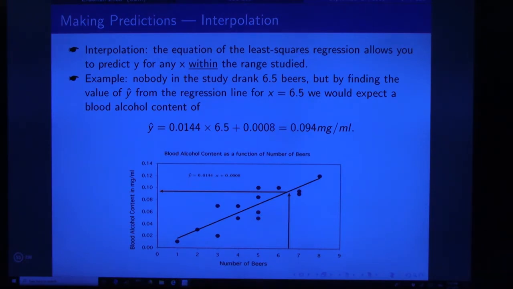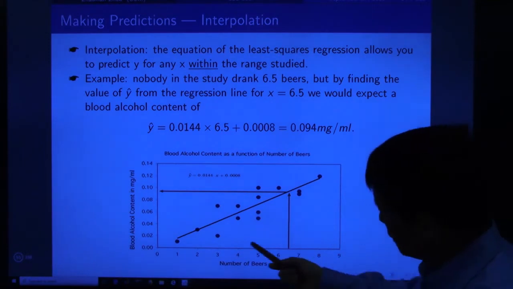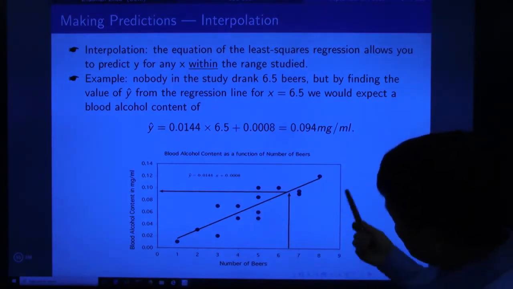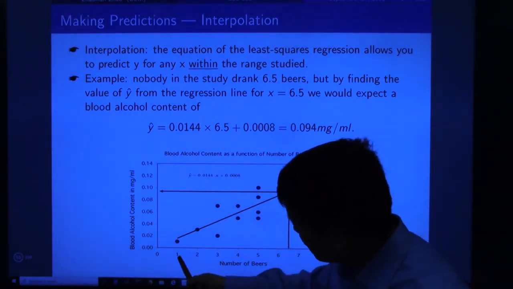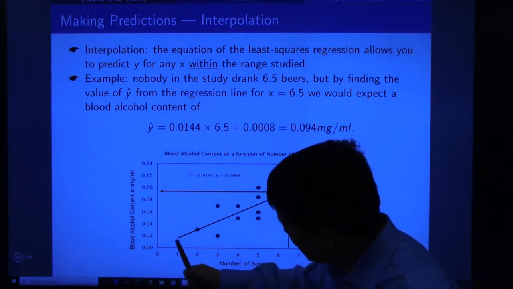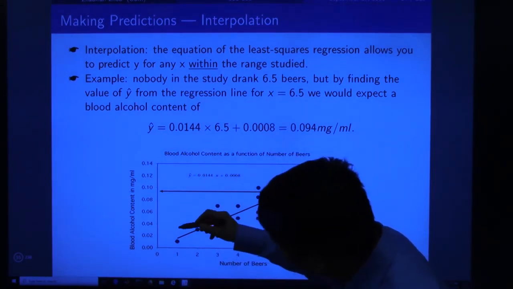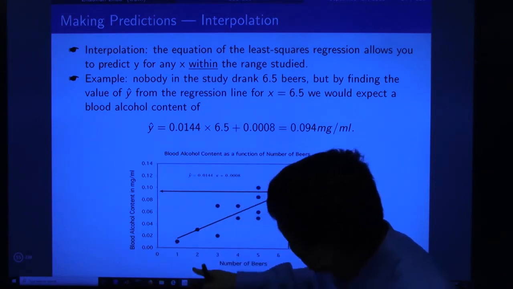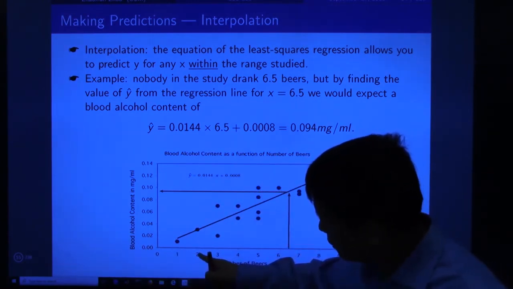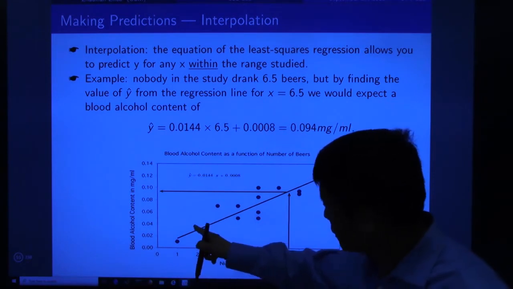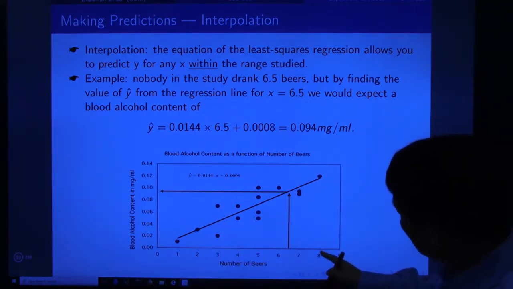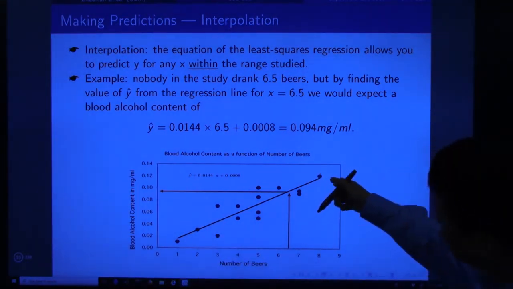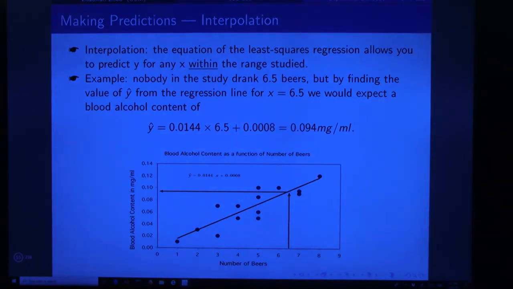For example, in this experiment, we know if you drink one beer, the predicted alcohol level will be here on the line, but the actual one is here. If you drink 2 beers, it looks like it's on the line. And if you drink 8 beers, it is here, very close to the predicted line. But how about if you drink 6.5?